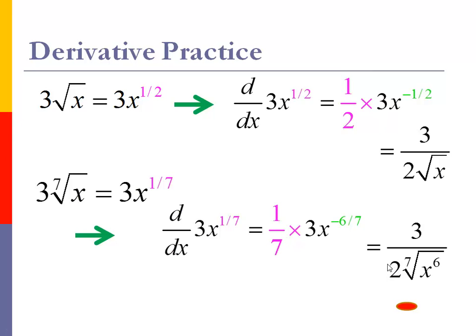Uh-oh, I've got a typo here. This 2 right here should be a 7, so I apologize for that. That 2 right there should be a 7th. And we're playing with x to the 6th and the 7th root of that over 3. So I apologize, this 2 should have been a 7. I'm going to end right there, and we'll do a few more examples and finish up this derivative practice.